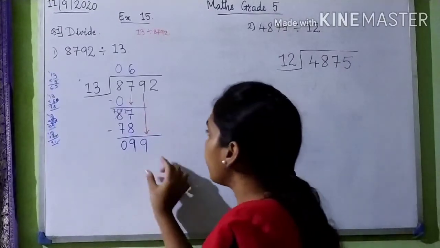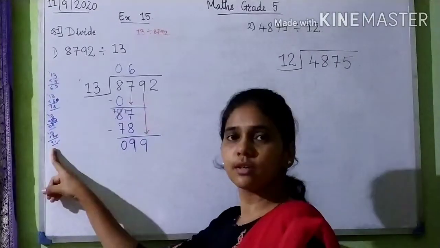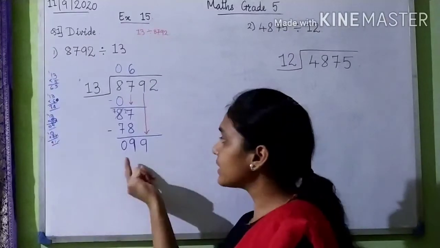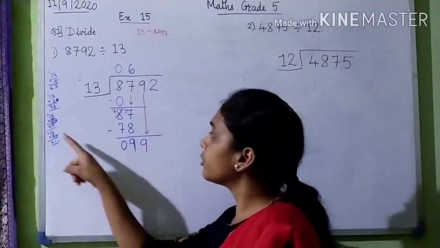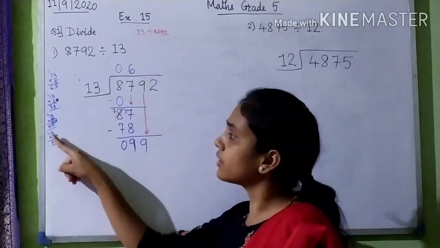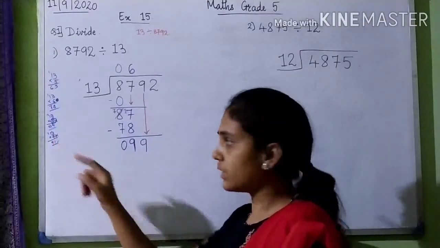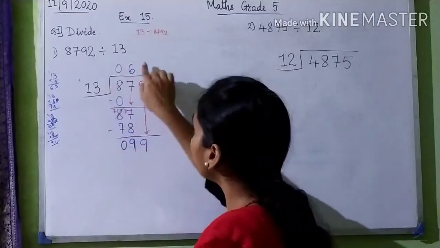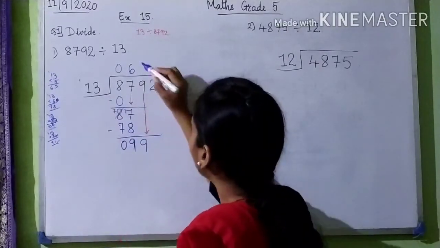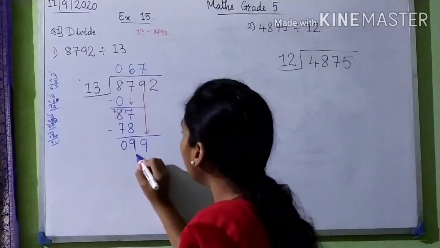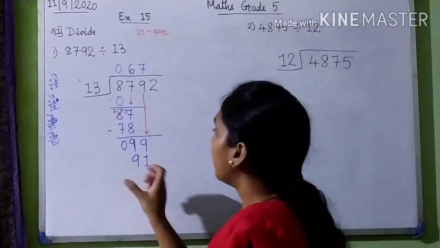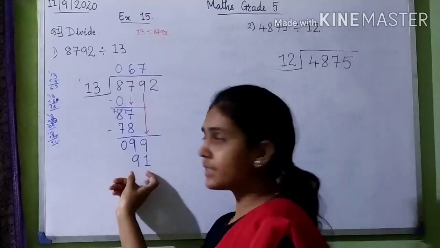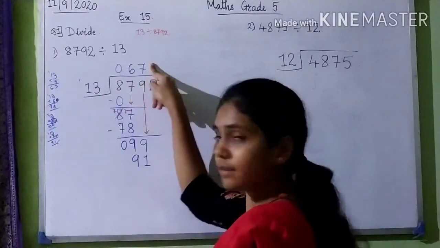Okay. Now we have seen that 13 into 7 is how much? 91. And 91 is a little close to 99. Right. So how much into 13 gives me 91? 13 into 7 gives me 91. Right. So the number which you get here is the multiplication of 13 and the other number.